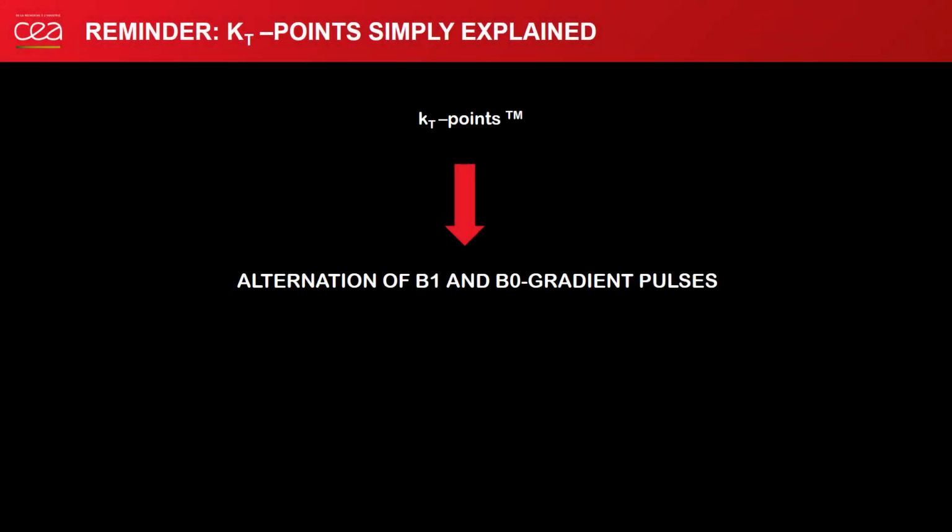Let us first present a reminder of what the principle of RF transmission with KT points is from a simple example. KT points are basically a fast alternation of short B1 and B0 gradient pulses, optimized to homogenize the spin excitation in an extended volume in spite of an inhomogeneous RF field.